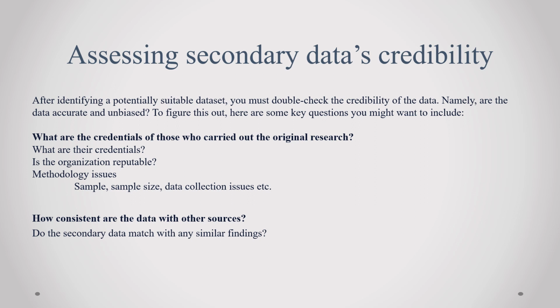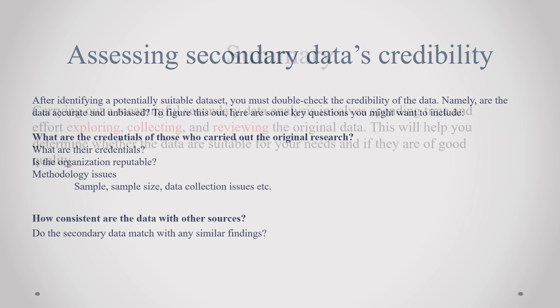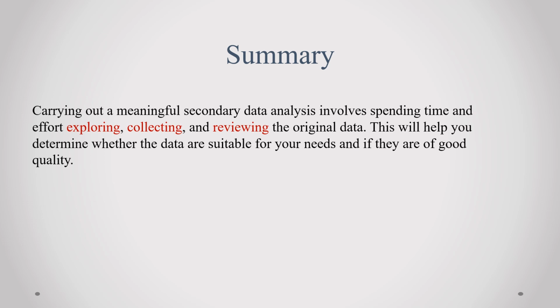And then, of course, how consistent is this data with other sources? If you find some data and it is vastly different than other sources of the same kinds of data, then we need to question that data and go back and take a real hard look at how it was collected, who collected it, and when was it collected. So in summary, carrying out a meaningful secondary data analysis involves spending time and effort exploring where that data is located, collecting that data, and then, of course, reviewing that data to make sure that that data is the data that we need and that that data is reliable and accurate.